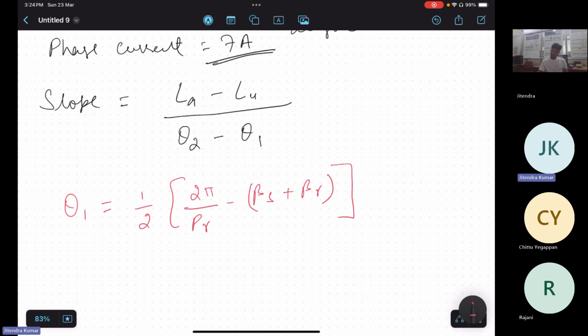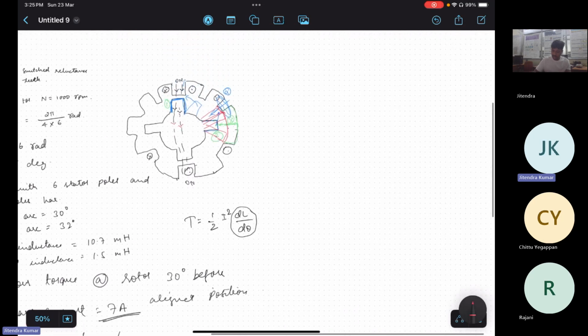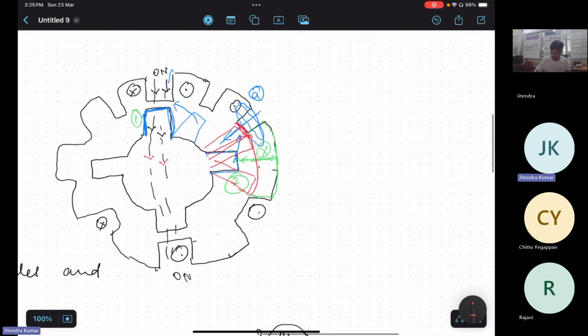That is correct. So here, for the unaligned position, we take 360 divided by the number of poles first, and after that we reduce the pole arc of the stator as well as the pole arc of the rotor, right? You can see from this figure that this is the pole arc of the stator and this is the pole arc of the rotor. We have to reduce them from one pole pitch, which is from here to here. In one pole pitch there can be multiple alignments or unalignments. This figure looks messy, but please try to get it.